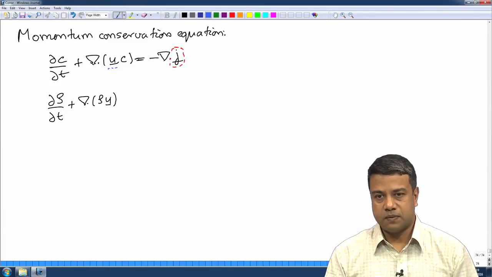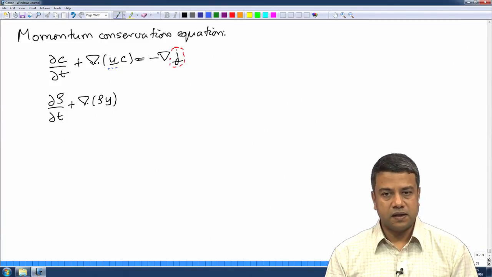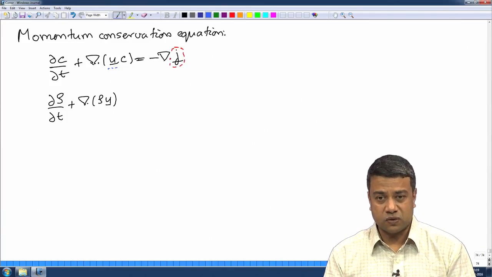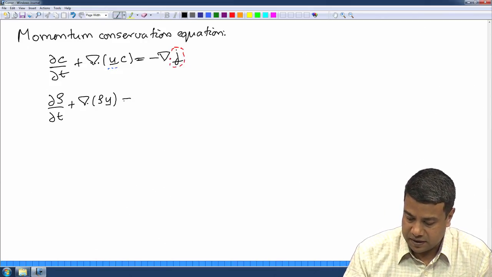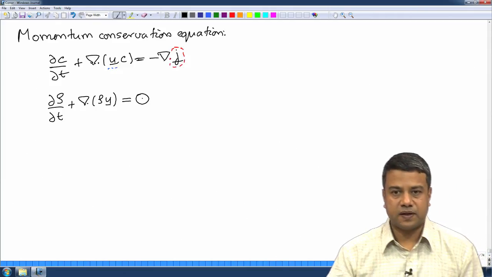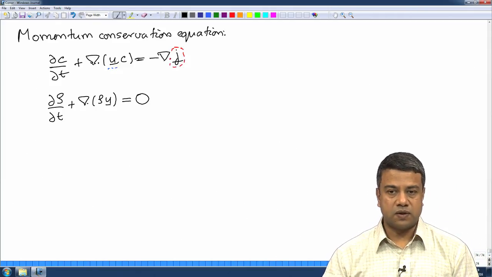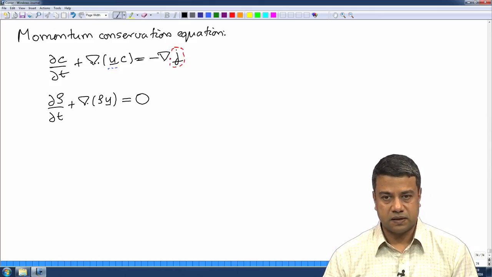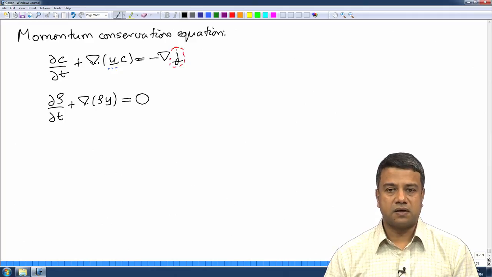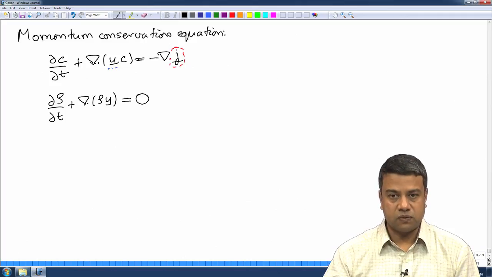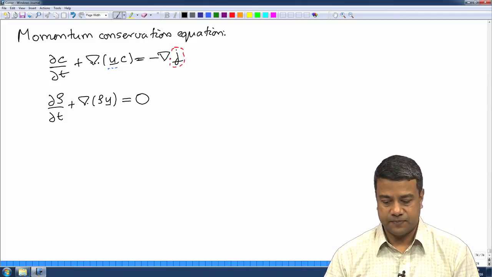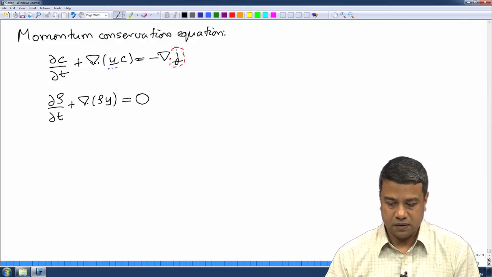After all, u is the center of mass velocity. So, in the reference frame moving with the center of mass, there should be no relative motion of the total fluid, the mass of the whole fluid itself. Therefore, on the right hand side this will just turn out to be 0, because the velocity u as defined is already the velocity of the center of mass. Therefore, the mass conservation equation just reduces for the total density to this form.